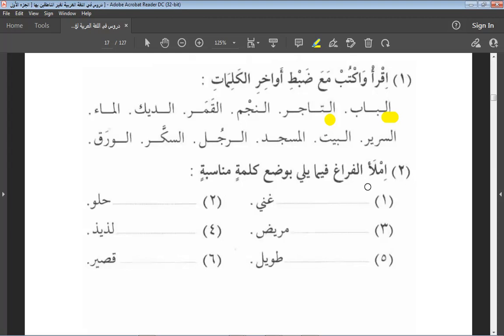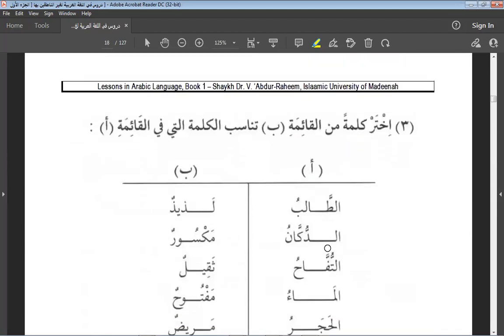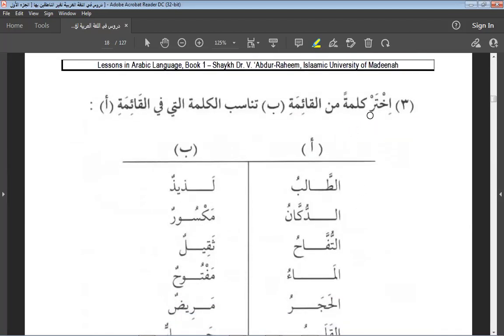Okay, here again it says: imla al-faragh fi ma yali bi-wad'i kalimatin munasabatin. Fill the following empty spaces with the appropriate vocabulary. So you find the subject, the mubtada. I would prefer you to keep the mubtada and khabar in your head instead of the subject and predicate. So you fill these spaces, inshallah. And here he says, ikhtar: choose a word.